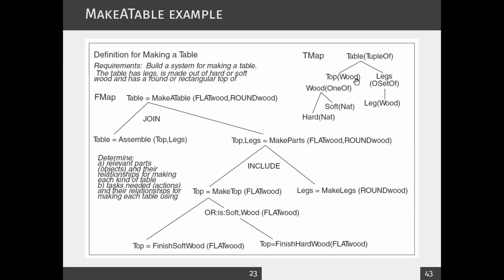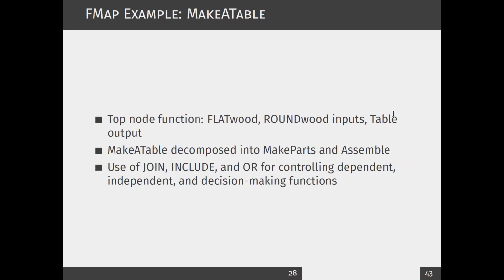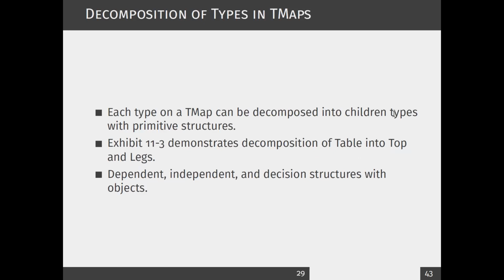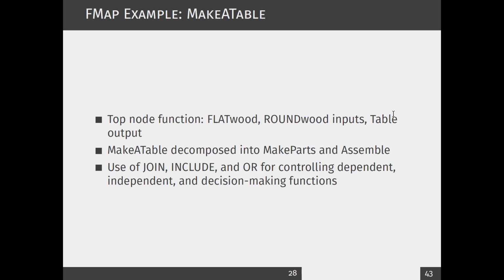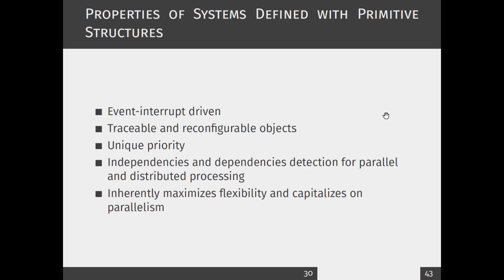Similarly, our T map, you see we have table and then we have top and the legs. And the top is one of hard or one of soft. Whereas legs, right, a set of legs in wood. So as you can see, in our example, we have discussed how we may use this toy example, make a table, to describe F map and then T map, right?